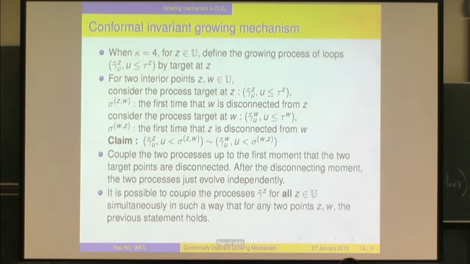And we can also use the same procedure to generate processes targeted at all interior points at the same time, in such a way that for any two target points, up to the disconnecting time, they're coincident. This is the so-called conformal invariant growing mechanism in CLE4. And all the construction here only works for kappa equals 4, because only when kappa equals 4 do we have this conformal invariance.